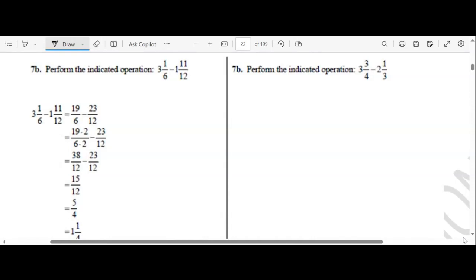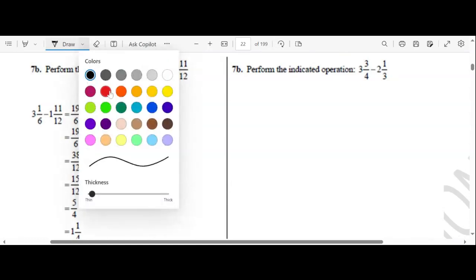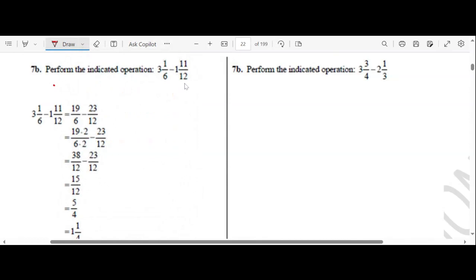All right, so let's go for this one, subtraction. So we're going to do what here? Do we have same denominator? No. So we're going to multiply 3 times 6, how much? 18. 18 plus 1? 19. Divide by 6. 1 times 12? 12. Plus 11? 23. Divide by 12.